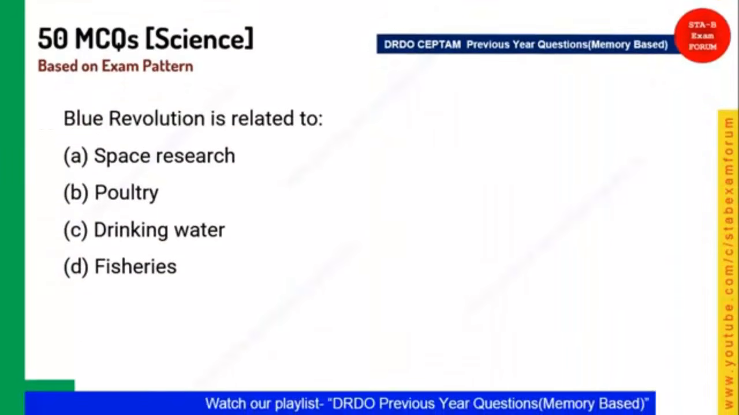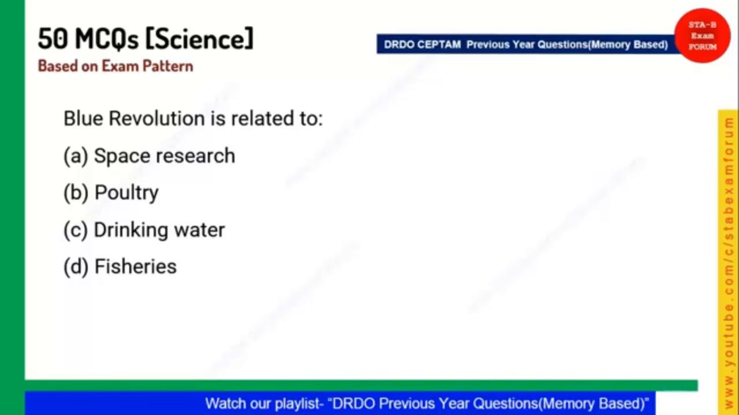So blue revolution is related to what? Student, there is chances that you can have these type of question related to revolution in upcoming exam. So have a look on all the revolutions. Blue revolution, student, is related to fisheries because they stays in water, so option D is the correct answer.